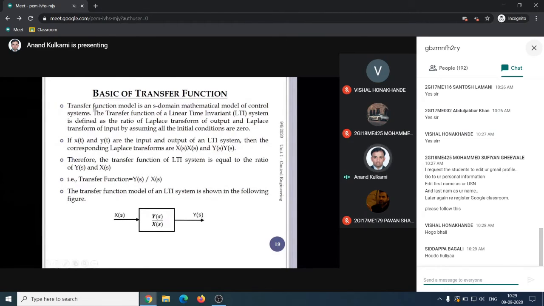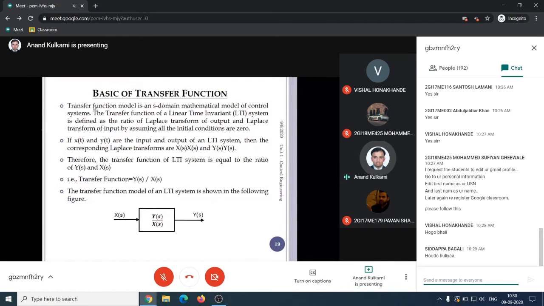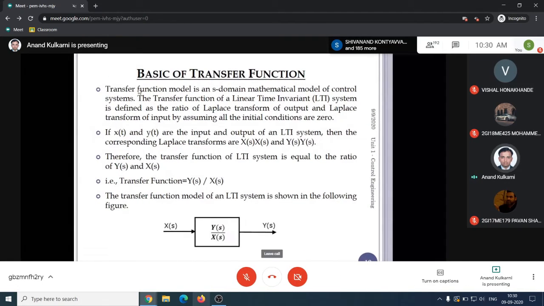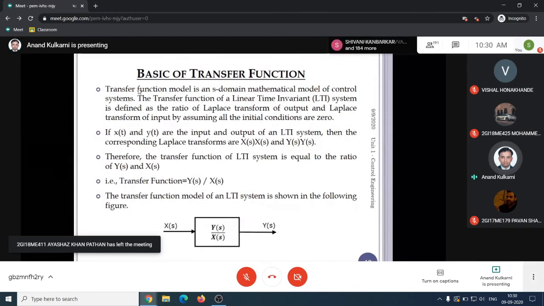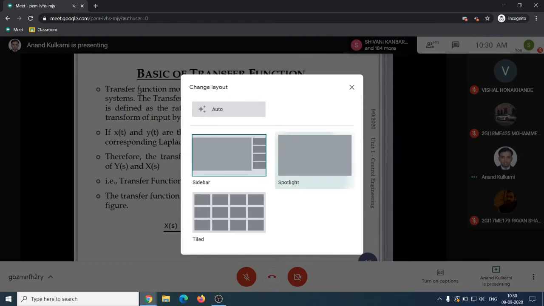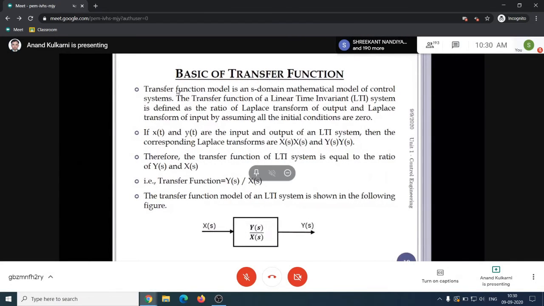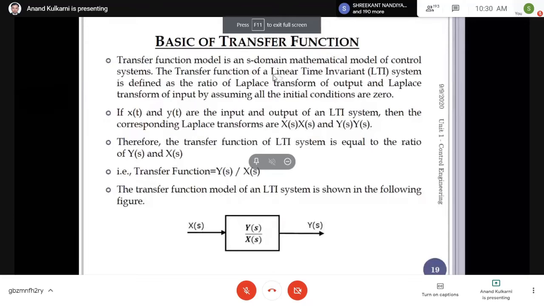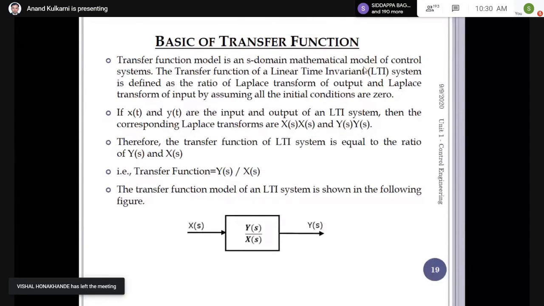So what this means is, you have to take the Laplace transform of output and the Laplace transform of input, and you divide the Laplace transform of output by the Laplace transform of input. Now, after that, in the definition, it is also given that it applies to linear time invariant systems. See here, you can see linear time invariant systems. That means this model is applicable only to linear time invariant systems.